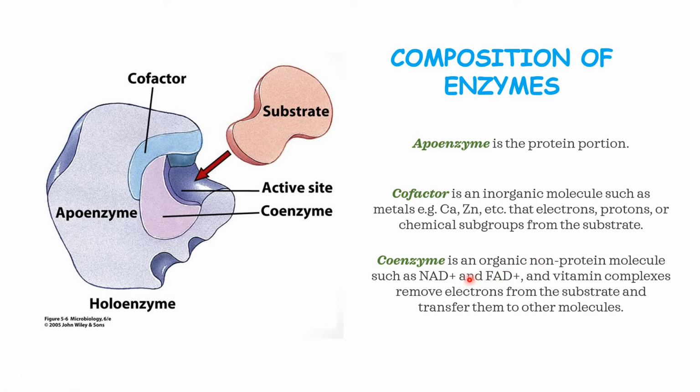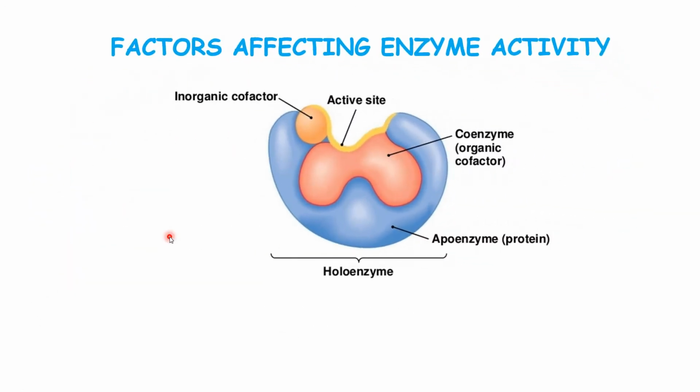Next one naman is the coenzyme. If this is the cofactor, this is the coenzyme. The coenzyme is an organic non-protein molecule such as NAD+ and FAD+, and vitamin complexes that remove electrons from the substrates and transfer them to other molecules. So this one, a coenzyme, its task is to remove electrons from the substrate and then transfer them to the other molecules.